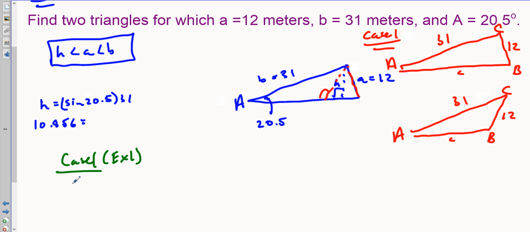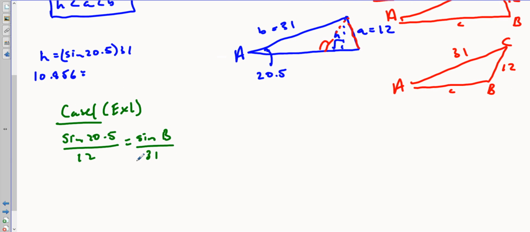We have two different things. And so we're going to take the sine of 20.5, and that's going to be over 12. And let's solve for B, the B value that we have here. So we're going to take the sine of B, and that's going to be over 31. Now, from here, in order to figure this out, we're going to have 31 divided by 12, sine of 20.5, and that's going to equal the sine of B.